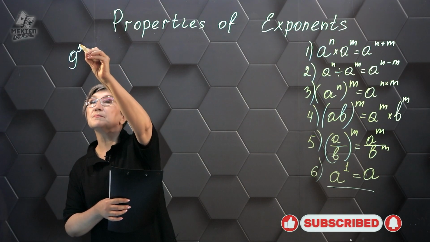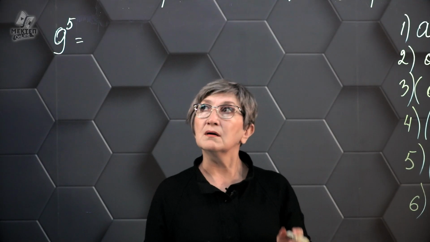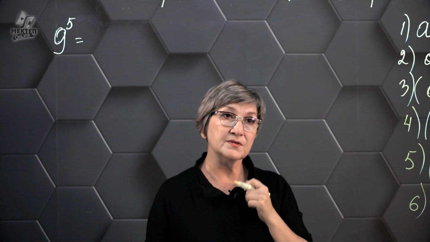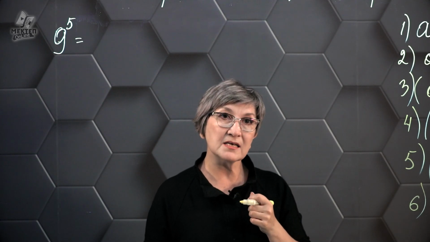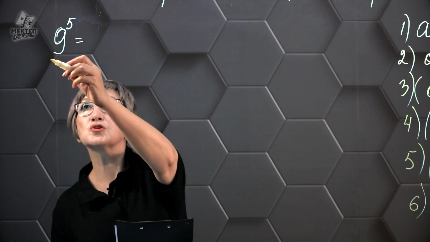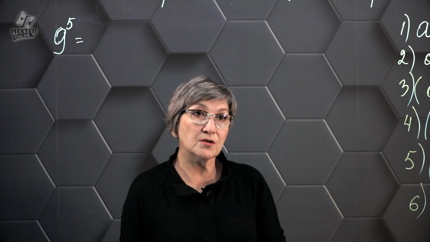9 to the power of 5. We can calculate the value of this expression, but in the assignment we need to change the base of the degree. The base is the number 9. How can we change it?